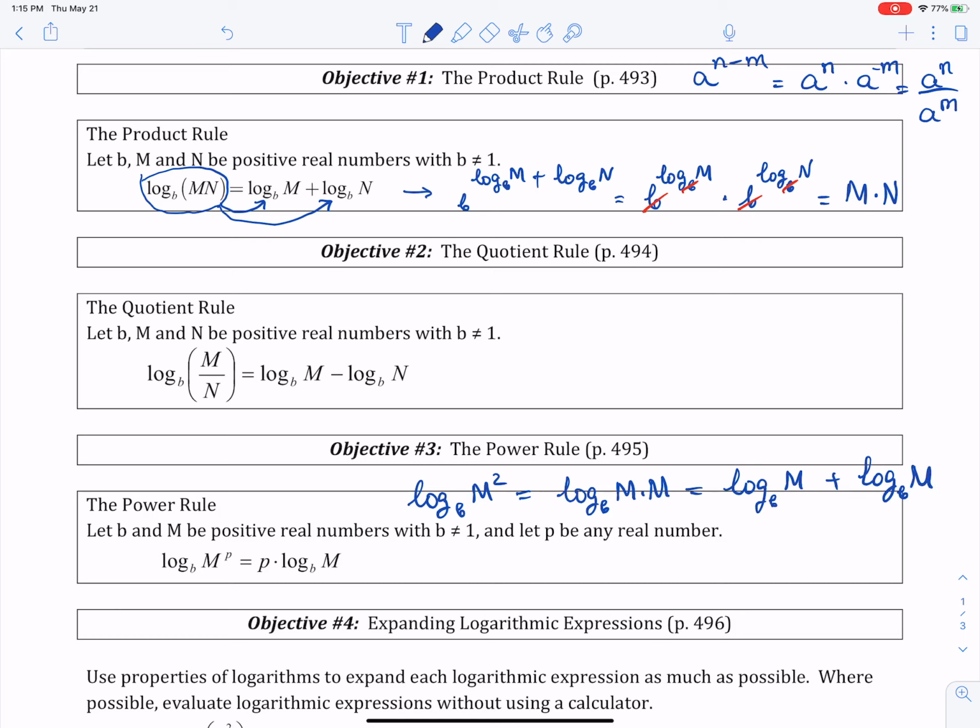And that's one variable plus the same variable, which is the same as twice that variable. It's twice logarithm base b of m. So that's just a demonstration, not really a proof, but I want you to get the idea how we are getting those three properties.